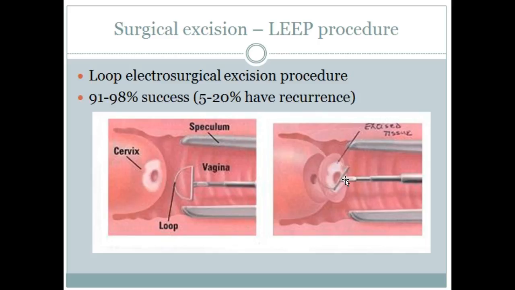The literature is mixed in terms of long-term outcomes with LEEP procedures. We know that it's really effective, so 91 to 98% success rate. It's about 5 to 20% have recurrence, which if HPV is still there, if they continue to have ongoing exposure, there's no surprise that there's a bit of a recurrence rate with it. But for the most part, it works great. But in terms of long-term effects, possible preterm labor or an incompetent cervix, so having a hard time staying closed once we've got a baby on the other side, potential low birth weight babies.